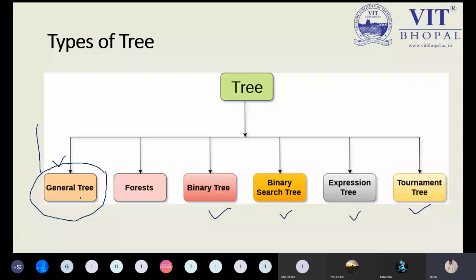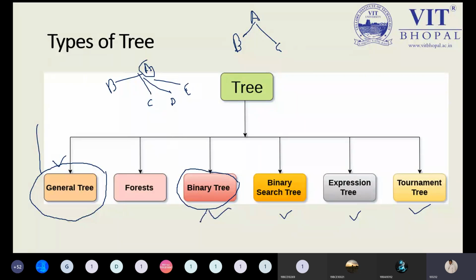A general tree can have various subtrees as well. For example, A can have many branches without any problem: B, C, D, E. But in a binary tree, there will be only two subtrees, like B and C, which I'm just taking over here. So binary is represented by only two subtrees.